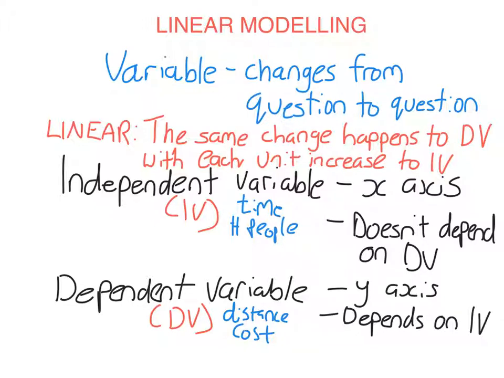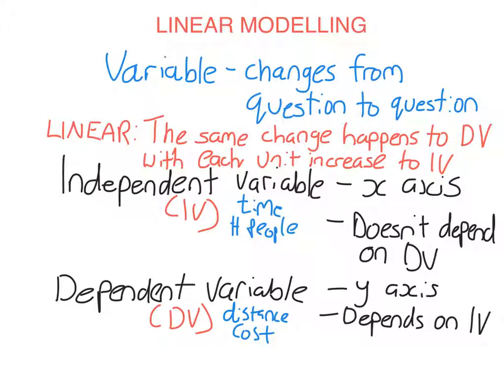It wouldn't matter if the horizontal axis was in minutes. It'd be the same principle. Each minute that goes by, I travel the same distance. That's what a linear relationship is. You have a constant increase or decrease with every increase to the x variable, in this case the independent variable. Okay, so that's what it means if the relationship is linear.